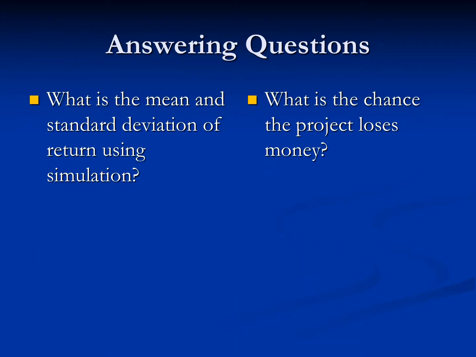Now, to submit this homework, just answer the questions: what is the mean and standard deviation of return using simulation? When I ran my simulation, it's minus 68,000 for the mean return. Standard deviation was about 100,000, and the chance the project lost money was 74%. Just answer those in a quick paragraph, submit that into Blackboard. Do not submit the Excel workbook, given that Blackboard probably won't accept an Excel workbook with a macro. If you remember earlier in our discussions, we talked about how a lot of programs won't allow macros in Excel just because it is a security risk.